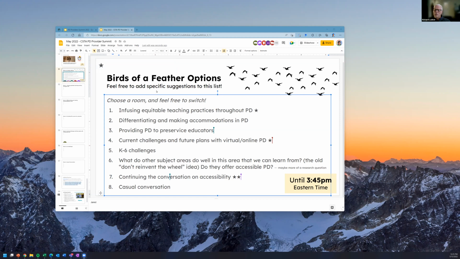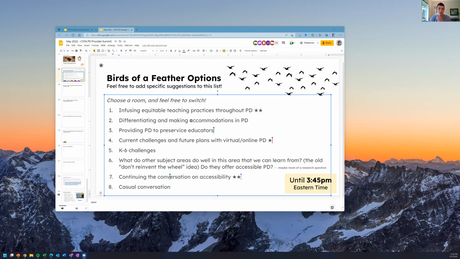Yeah, I know something about that, so I can join that group. Why don't we say that Richard Ladner's definitely going to go to whatever this room 7 ends up becoming. We also, just broadly speaking, infusing equitable teaching practices, differentiating and making accommodations in PD.